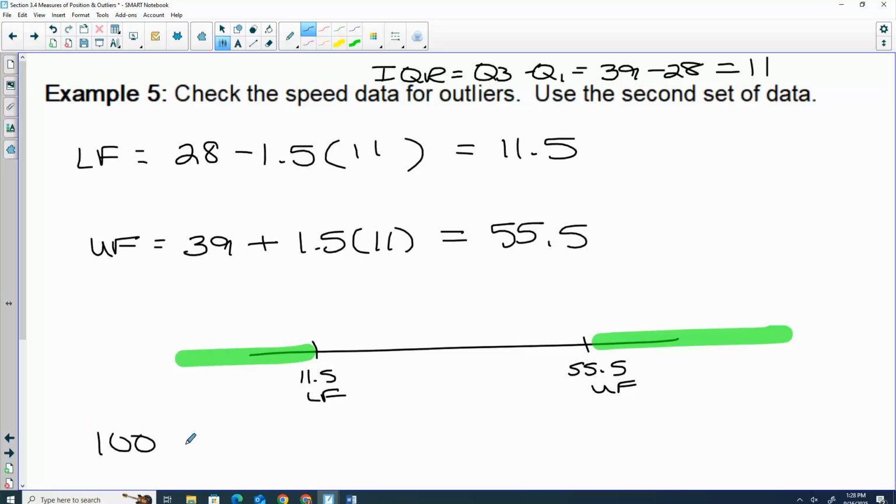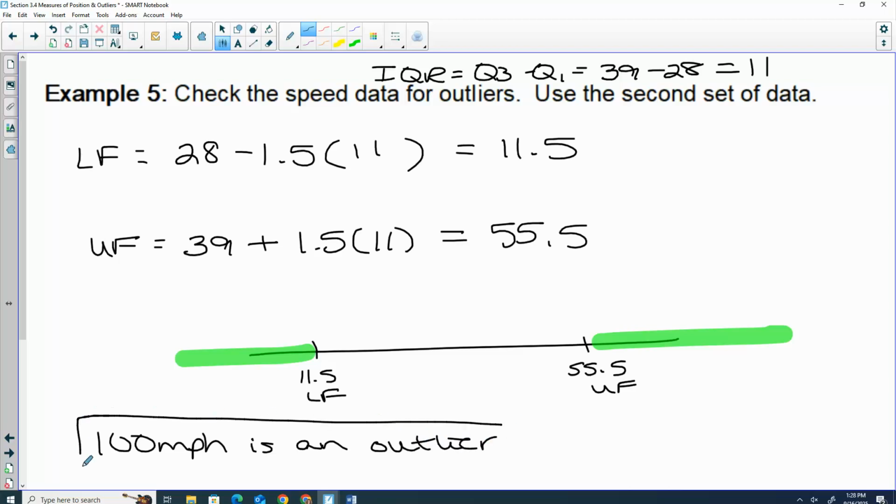Yes, sir. Does this tag along with like percentiles? That's what we talked about yesterday? Yeah. Okay. So that's an outlier because it's bigger than my upper fence. Any questions there?